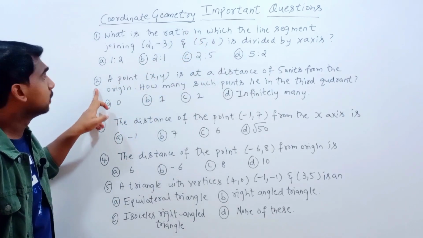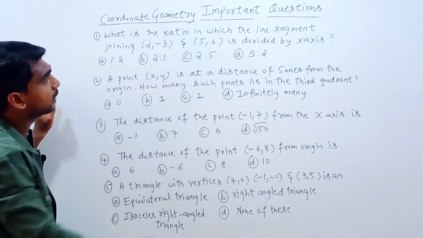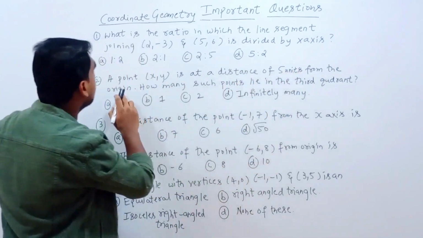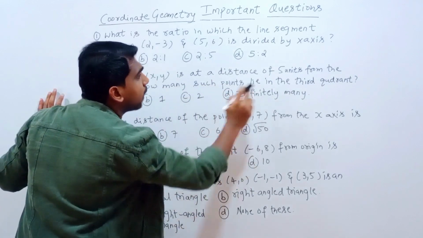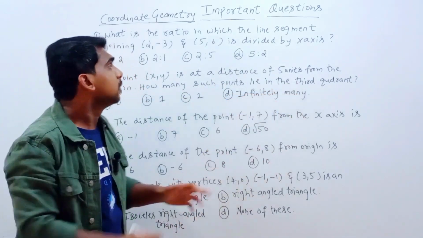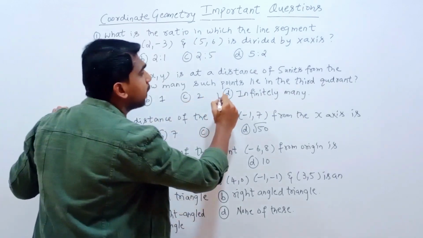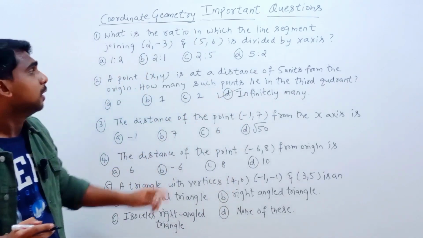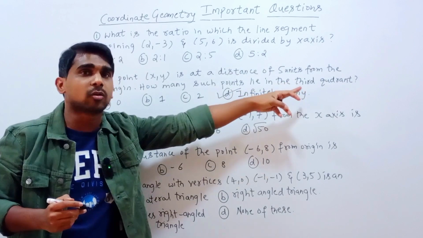Now second question. A point (x, y) is at a distance of 5 units from the origin. How many such points lie in the third quadrant? Here in the third quadrant, the answer is infinitely many. Okay, there will be many points in the third quadrant.